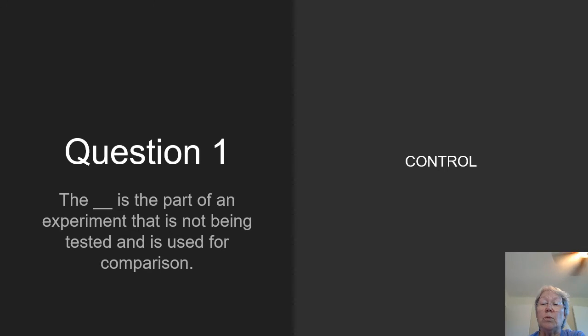So question number 1 says the blank is the part of the experiment that is not being tested and is used for comparison. And the answer to that question is control. C-O-N-T-R-O-L. So be sure to fill that blank in, and I'll give you a couple of seconds to write that down. The answer to the question is control. C-O-N-T-R-O-L.